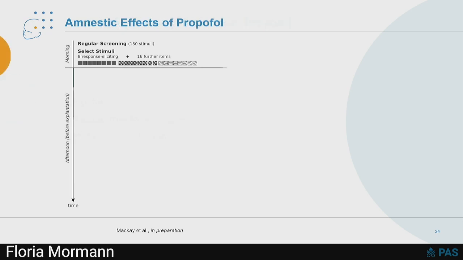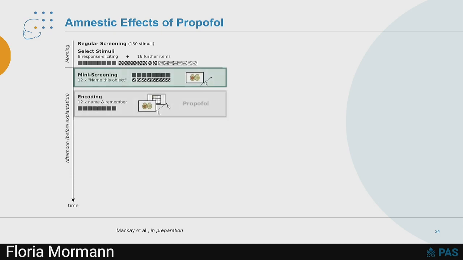And the design is a bit complex, but I'll walk you through it. So we start in the morning doing our screening session. We pick the 8 most promising response-eliciting pictures and another 16 control pictures. Then we move the patient into the OR. In the OR, first we simply run a mini screening to see whether these 8 responses are still there, and we also add 8 of the control stimuli.